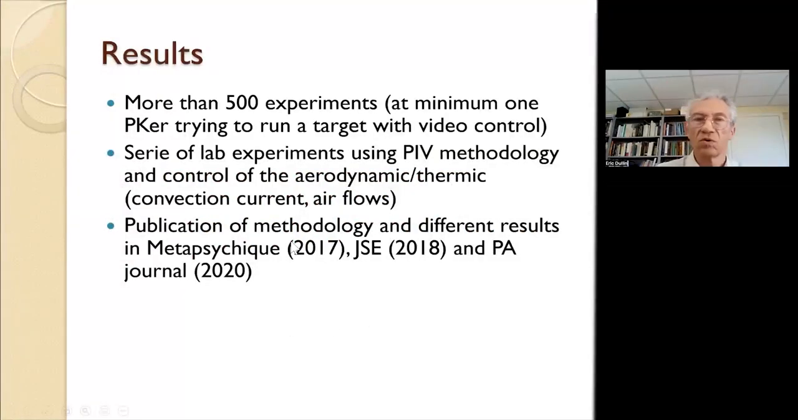In all these experiments, we have more than 500 exploratory experiments. What we call an exploratory experiment is one practitioner trying to move a target and making a video control. Sure, it's not lab control, but it's exploratory. So we can multiply experiments, with people in their own environment. This is very important. You can see on our YouTube channel that we have made many experiments available from 2012, and many different things have been explored.